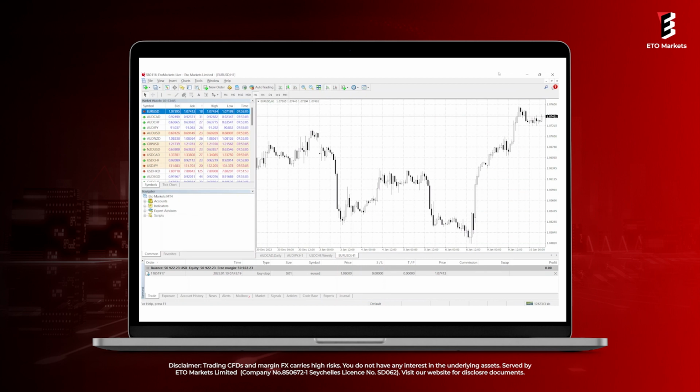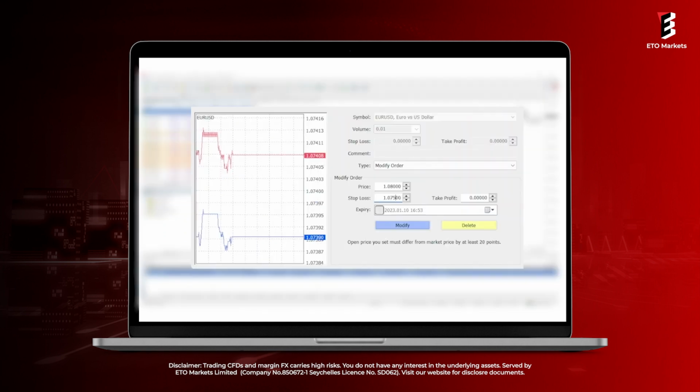In this tutorial, we will learn how to modify trading orders using the take profit and stop loss options. To modify an active order under these two options, right-click the active order and press modify or delete. The value of stop loss and take profits can be input into these two boxes.